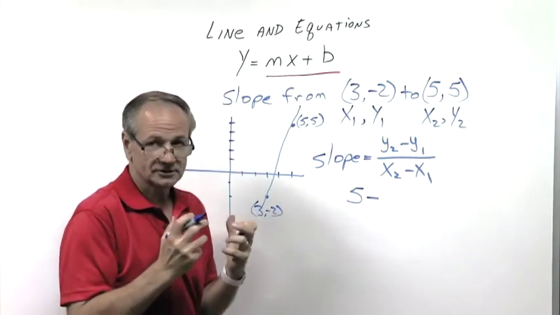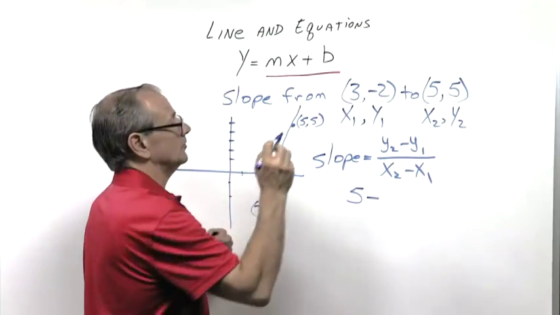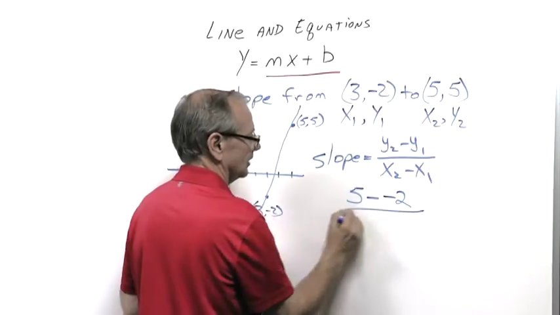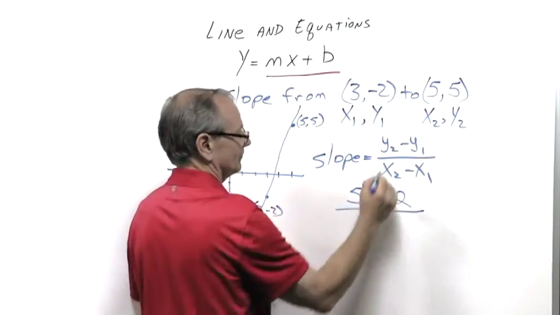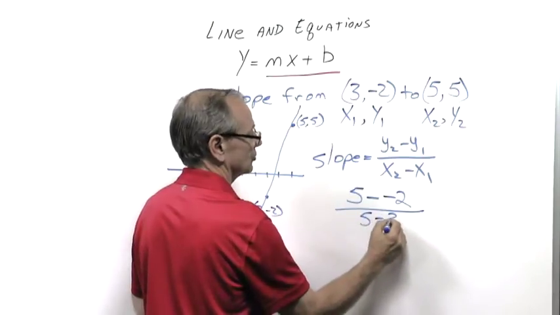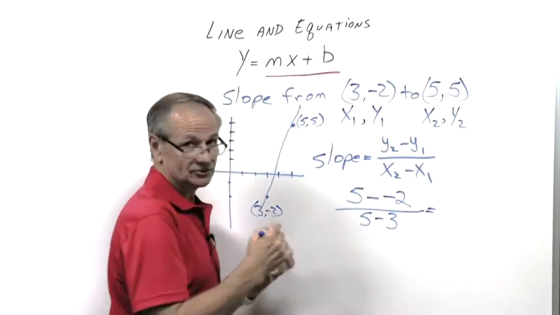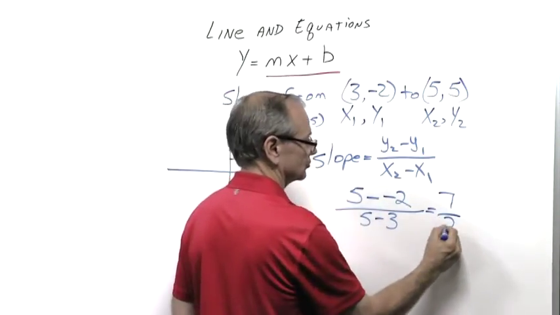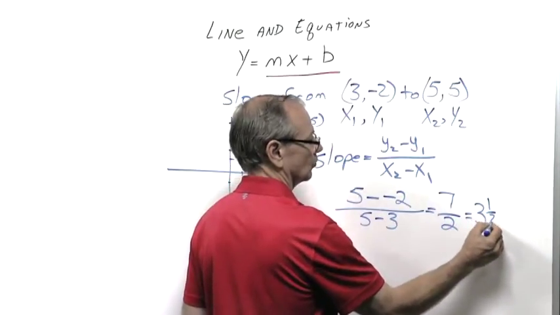But notice what the ACT likes to do is they love to throw negative signs in and make sure you know how to use them. This is a -2, so I'll write it in again as a -2. That tells me I'm going to be adding those. Now I have 5 minus 3. So 5 minus a -2 is 7 over 5 minus 3 is 2. My slope is 7 over 2, or 3 1/2.